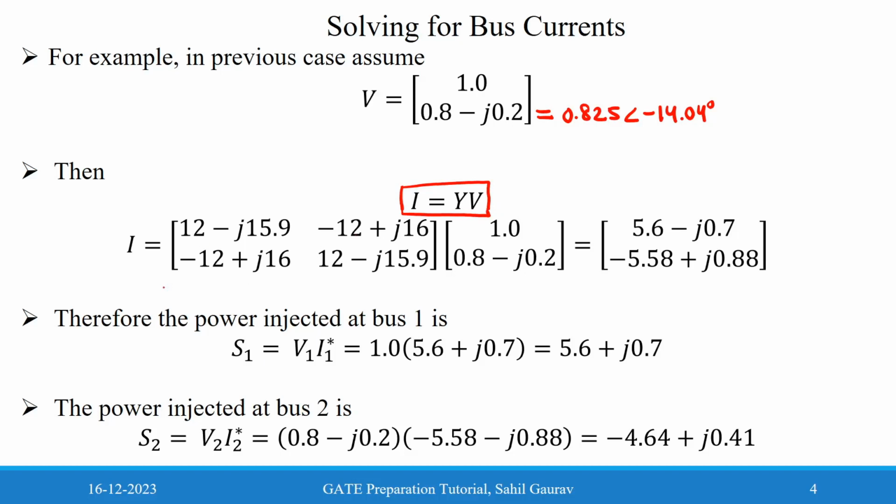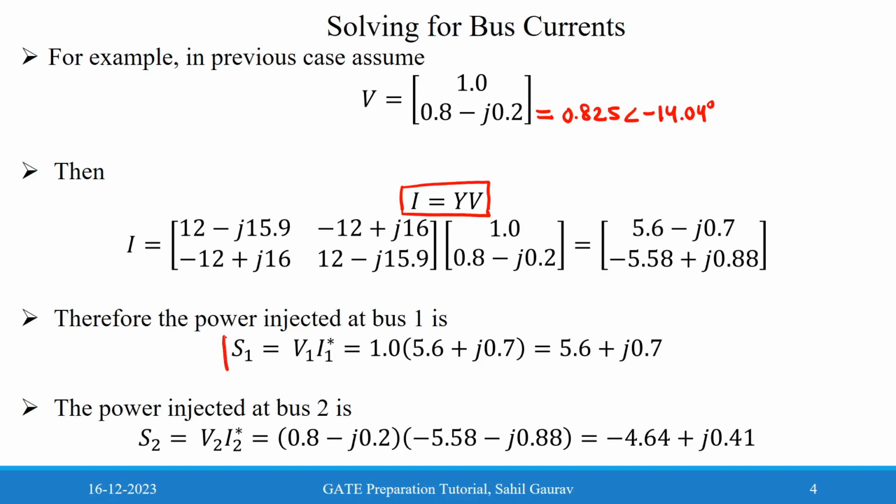So here the Y bus admittance matrix is given by this and V is given by this, so we can get the current injected at both the buses. At bus 1 we will get 5.6 minus j0.7, and at bus 2 minus 5.58 plus j0.88. Now we can find the power injected at bus 1 and bus 2 respectively by using this expression.